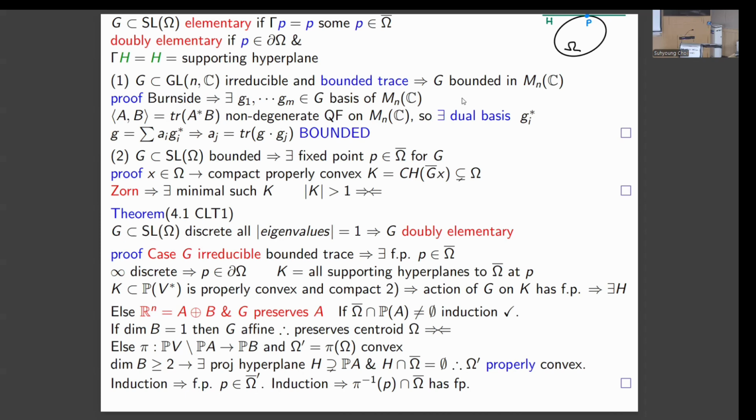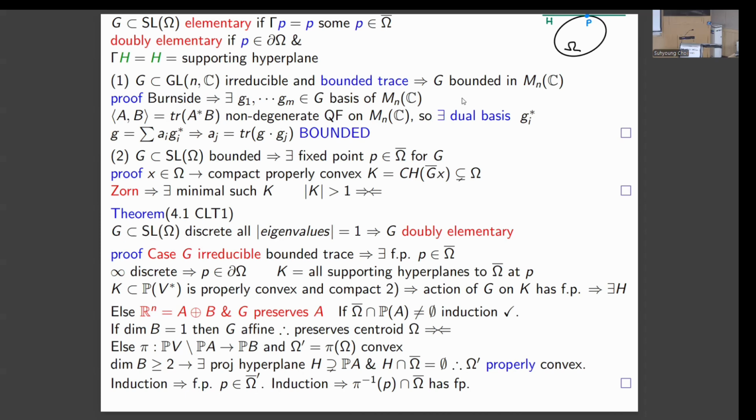Okay, so those are lemmas we want for this. We have a group that preserves some properly convex domain. It's a discrete group, and every eigenvalue in this group of matrices, they may be complex, but they've all got absolute value of 1.